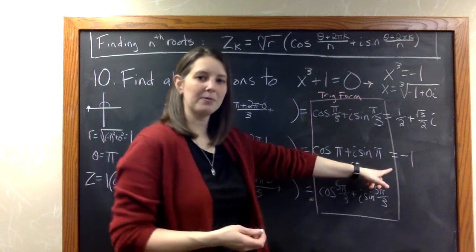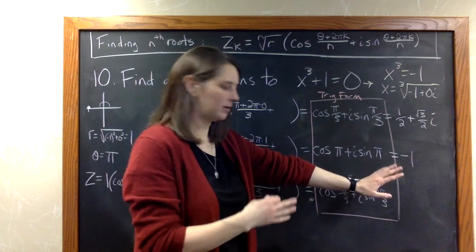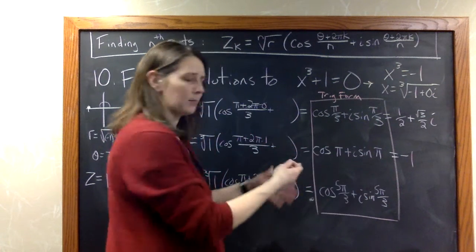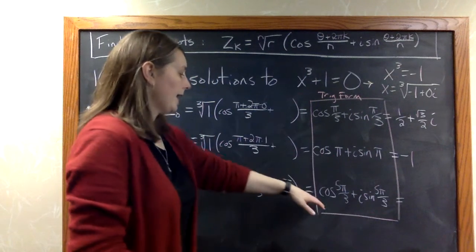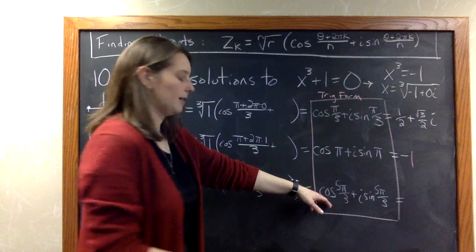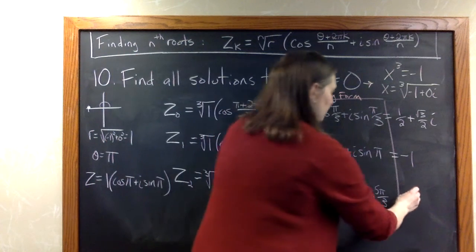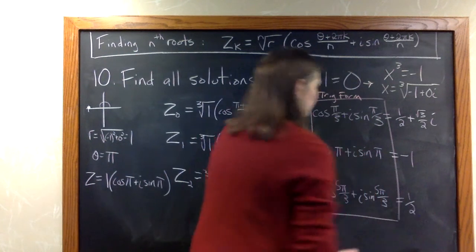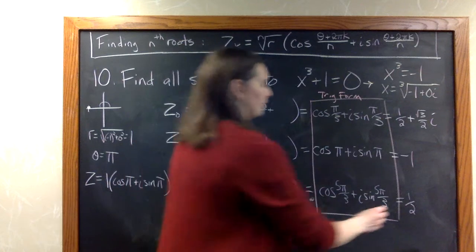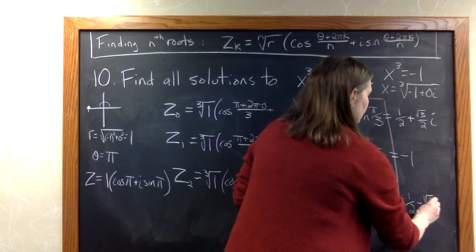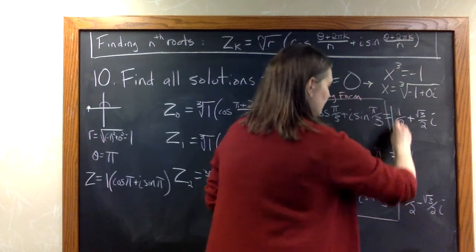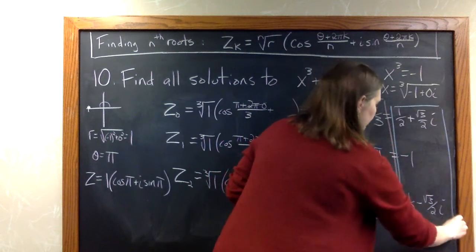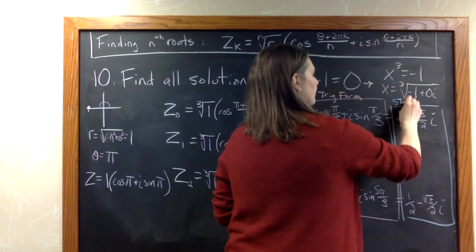Oh, hey, remember how at the beginning we said one of the answers was -1? There it is. Took a lot more work to get it this way, but we got all three. All right, and the cosine of 5 pi over 3, that's in the fourth quadrant, so also 1/2. You can draw those if you need to. Sine of 5 pi over 3 is going to be negative root 3 over 2 i. So these are your answers in standard form.